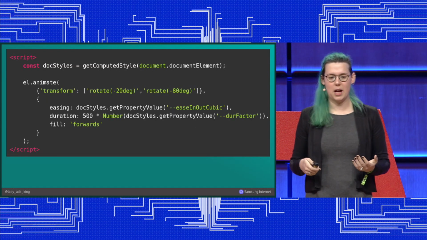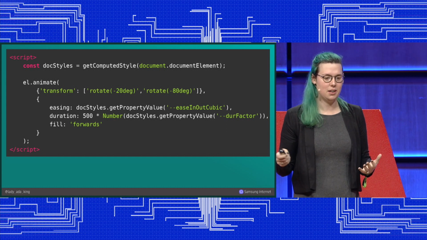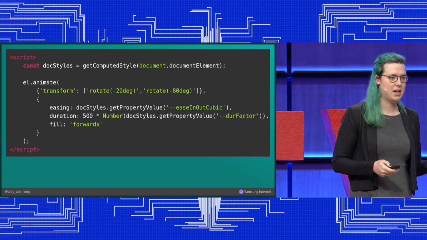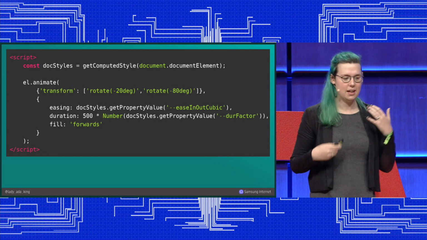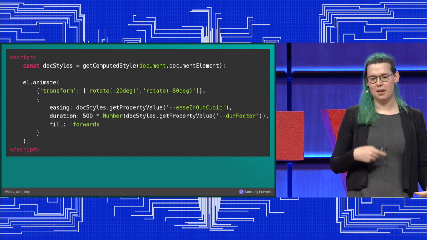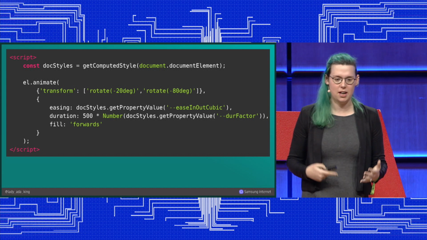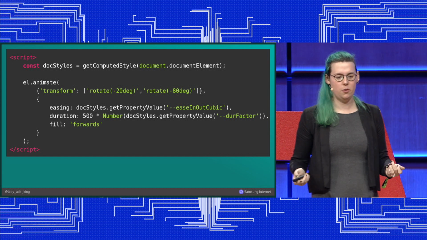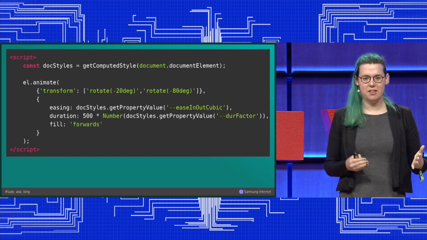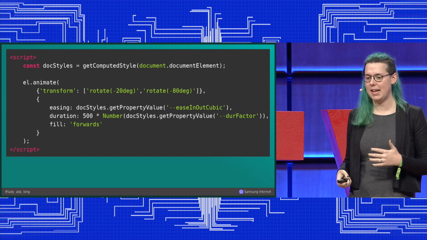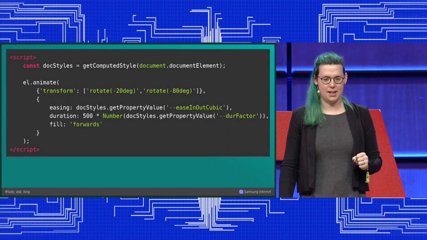When I use them, I can then use get property value duration factor to tell me what the duration should now be. And if these changes happen on the fly, the CSS will get updated, and I will recalculate the get computed style and get the correct value so that all my animations can respond to stuff changing without actually needing to reload the page or regenerate a new JavaScript file or anything weird like that. It just kind of works pretty nicely.